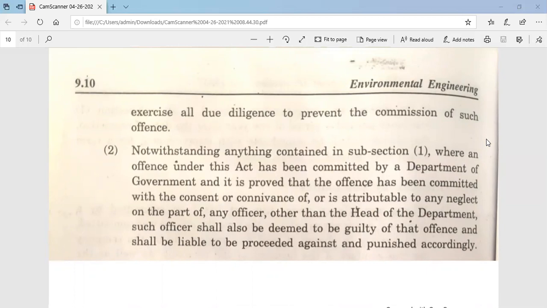So, notwithstanding anything contained in subsection 1, where an offense under this act has been committed by a department of government, and it is proved that the offense has been committed with the consent and connivance of, or is attributable to any neglect on the part of, any officer other than the head of department, such officers shall also be deemed to be guilty of that offense and shall be liable to be proceeded against and punished accordingly.